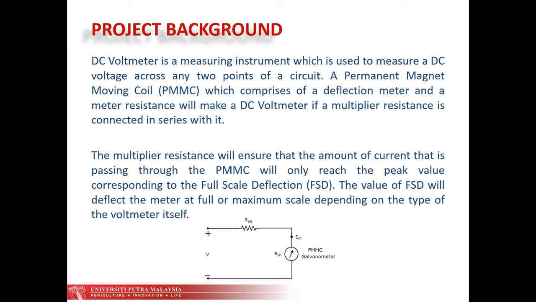The multiplier resistance will ensure that the amount of current that is passing through the PMMC will only reach the peak value corresponding to the full-scale deflection, FSD. The value of FSD will deflect the meter at full or maximum scale depending on the type of the voltmeter itself. So basically, from what we can see right now, we have the PMMC instrument here which consists of the meter as well as the meter resistance. And together connected in series with it, we have the multiplier resistance to make a properly functional DC voltmeter.